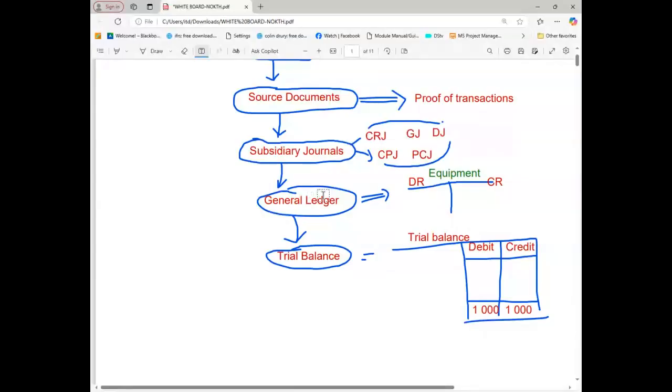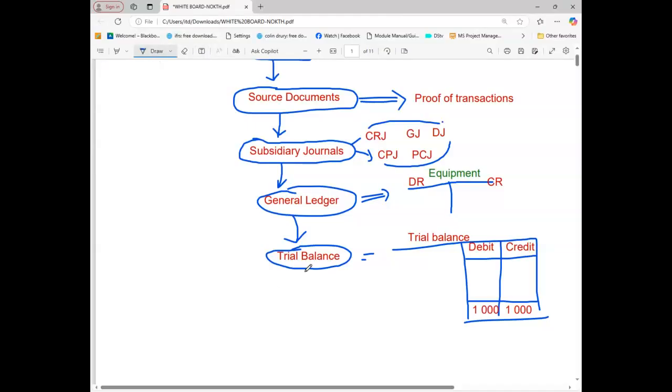Does that make sense? Because some accounts from the general ledger will be on the debit, others will be on the credit. So when I add at the end, they must give me the same amount. If I don't get the same amount, it means there's something wrong up there. I must go and check. Yes, I understand. You understand?